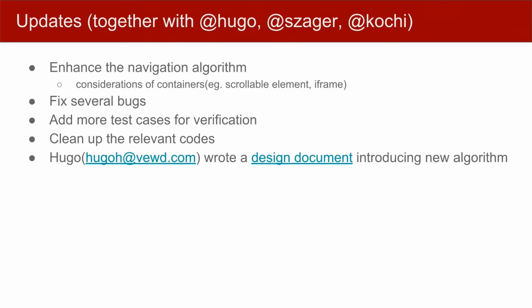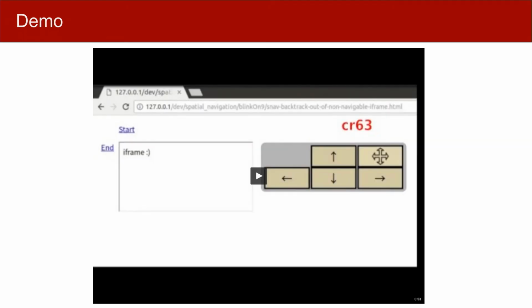From last year, we have enhanced the existing navigation algorithm, especially to handle navigable containers such as scrollable elements and iframes. We also fixed some bugs, added more test cases, and cleaned up code. Also, Hugo wrote a design document introducing the new algorithm. Let's see a demo video.